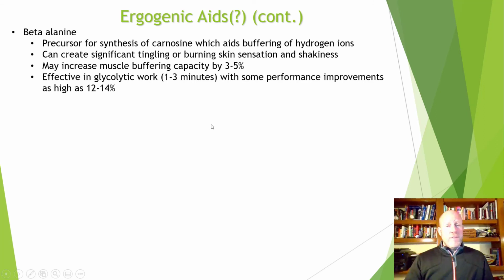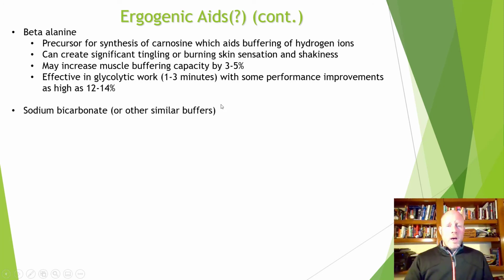Okay, it's again effective in glycolytic work. This time a little bit longer duration than you'd see from creatine monohydrate. So beta-alanine is a lot more for the more significantly, a little bit longer duration glycolytic work going into shorter duration type aerobic type work. 1 to 3 minutes with some performance improvements as high as 12 to 14%. That's pretty impressive right there.